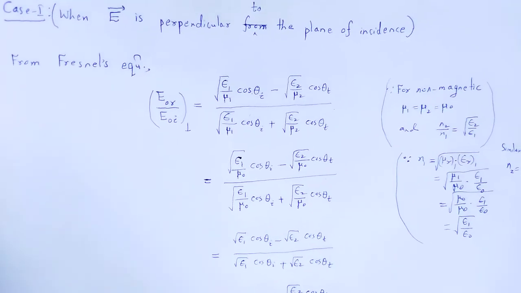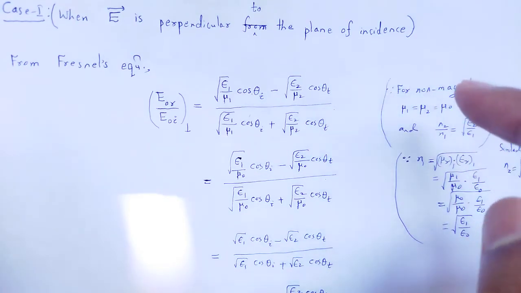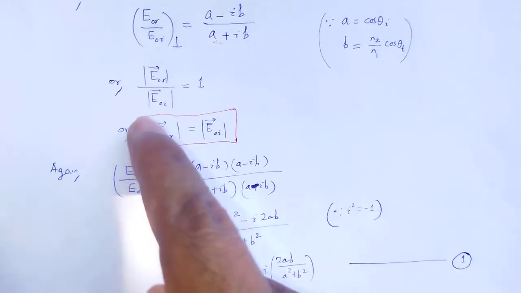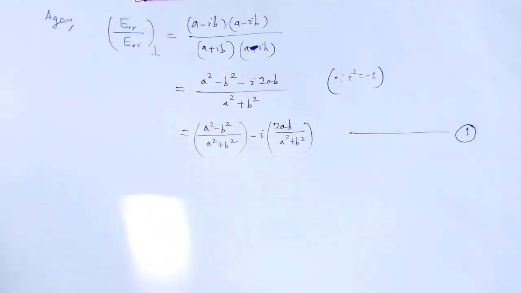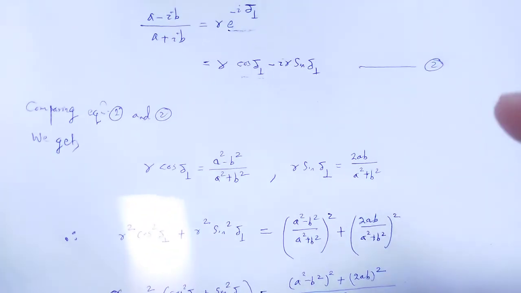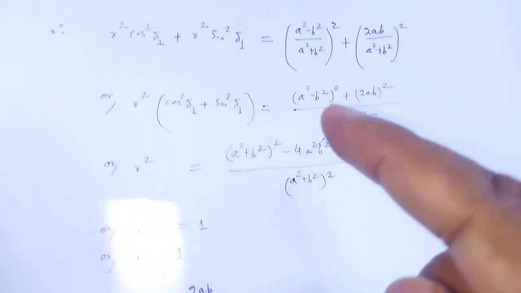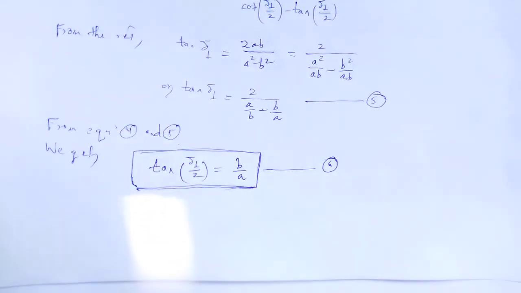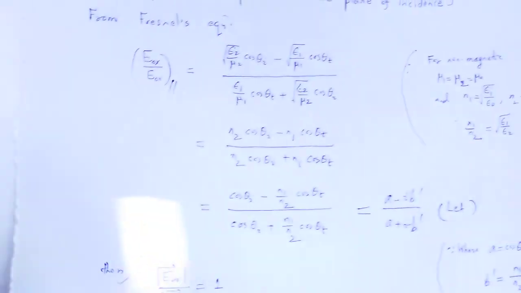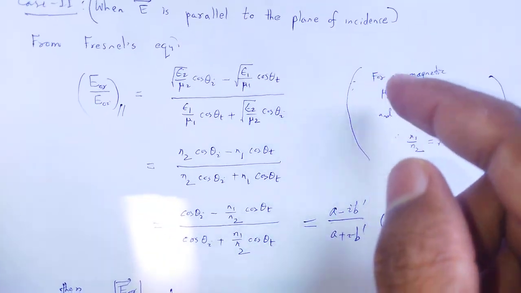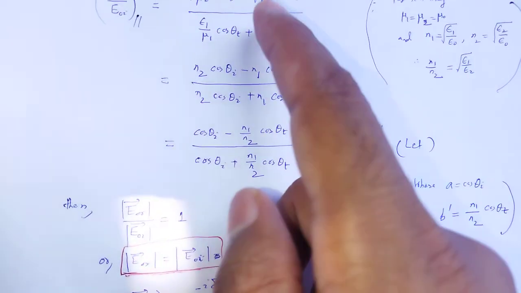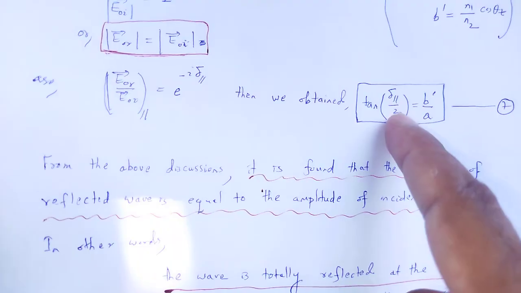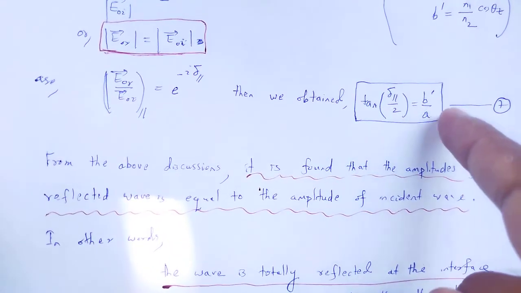Case number 1, when the E vector is perpendicular to the plane of incidence, from Fresnel's equation the amplitudes are the same. Then we show that tan of delta perpendicular by 2 is equal to b by a. Case number 2, when the E vector is parallel to the plane of incidence, from Fresnel's equation the amplitudes are the same, and tan of delta parallel divided by 2 is equal to b dash by a.